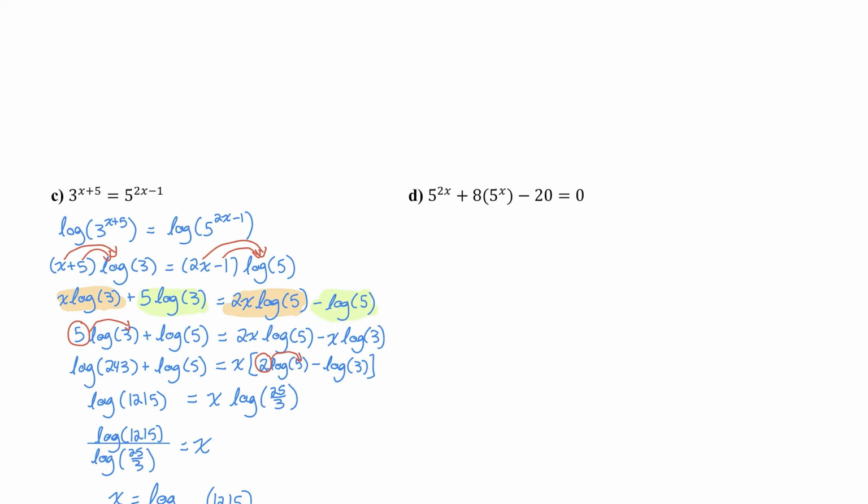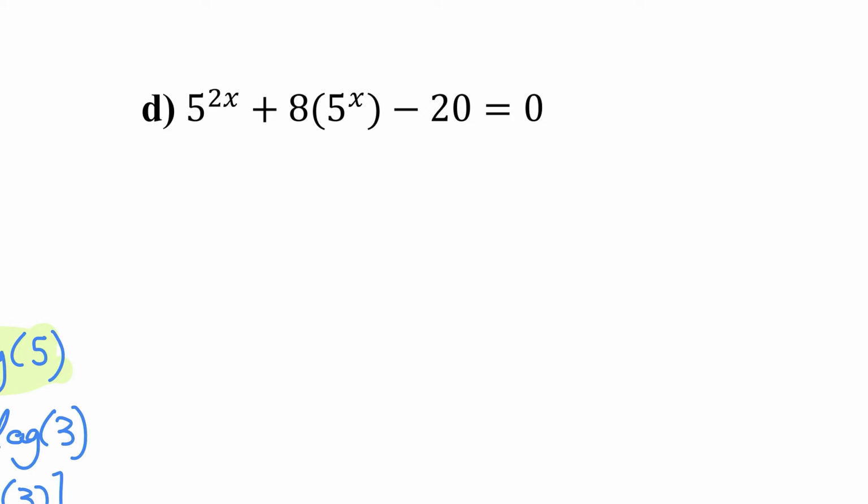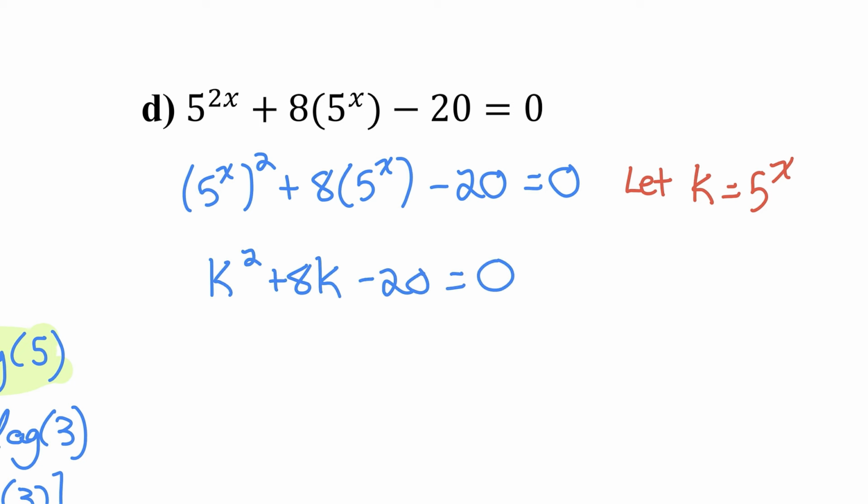Moving on to part D. Here I actually have an exponential equation of quadratic form. Let me rewrite this 5 to the power of 2x as a 5 to the x squared so you can more clearly see that quadratic form. Now if I use a let statement, let k equal 5 to the x, the equation becomes k squared plus 8k minus 20 equals 0.